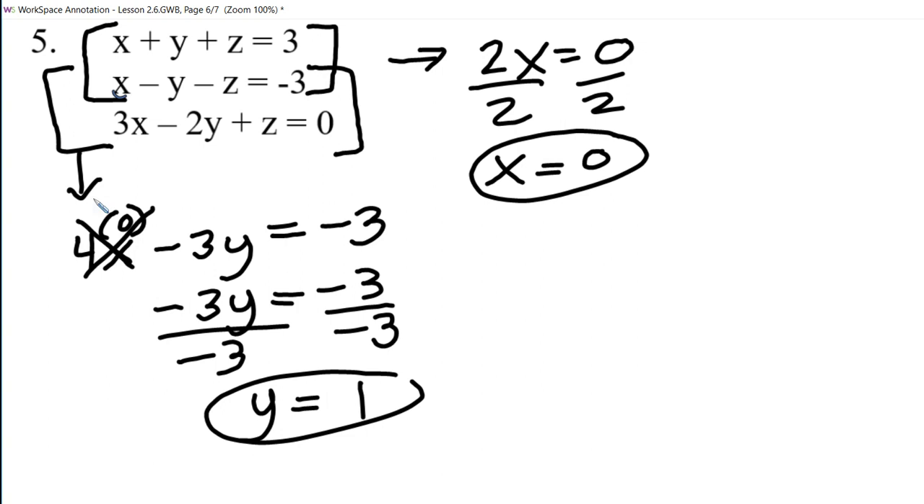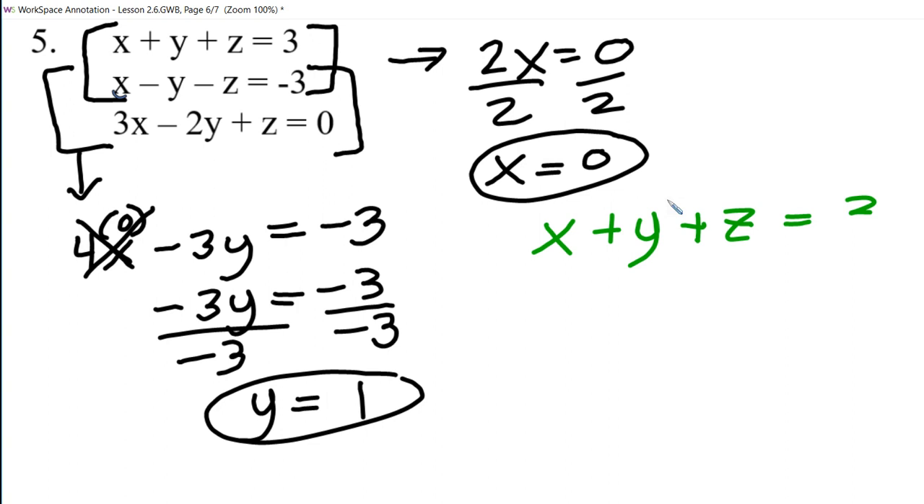So we have x, we have y. What are we missing? Z. So I have multiple options. All three of these have a z in it. So you get to choose which one looks easiest. So do I want to use the first, second, or third? First. So x plus y plus z equals 3.